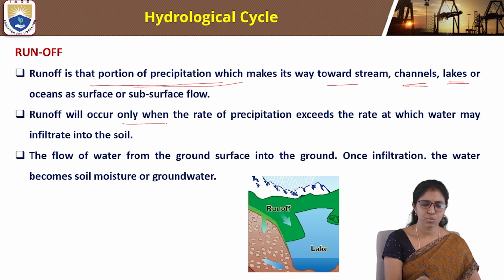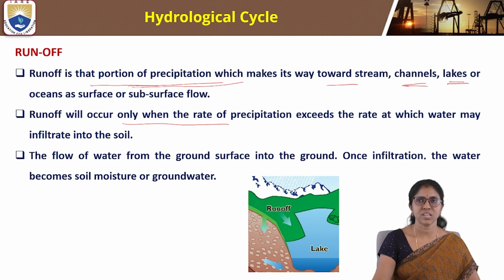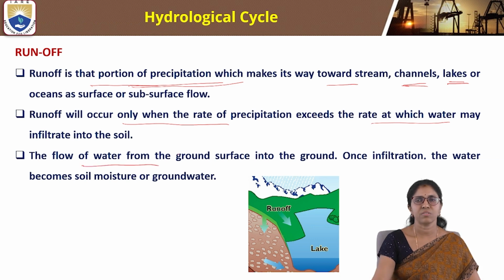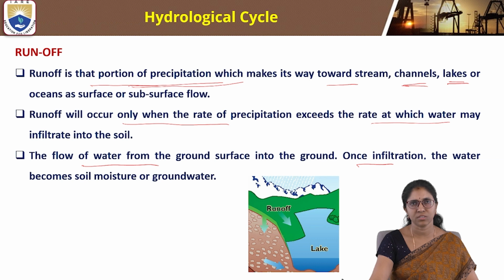Runoff will occur only when the rate of precipitation exceeds the rate at which water may infiltrate into the soil. Infiltration is the flow of water from the ground surface into the ground. Once infiltrated, the water becomes soil moisture or groundwater.